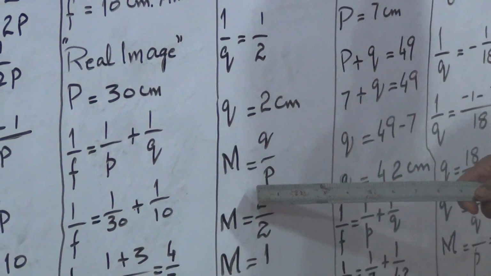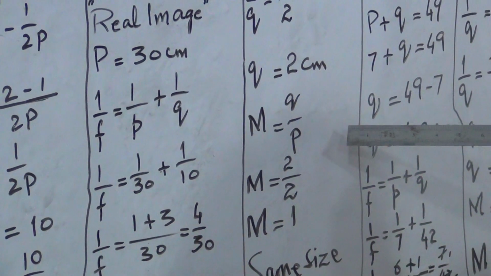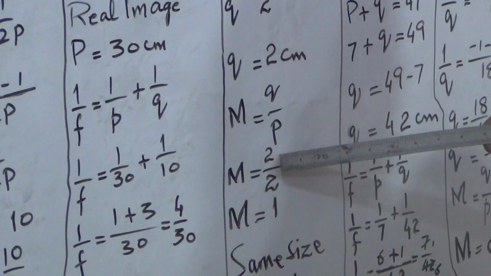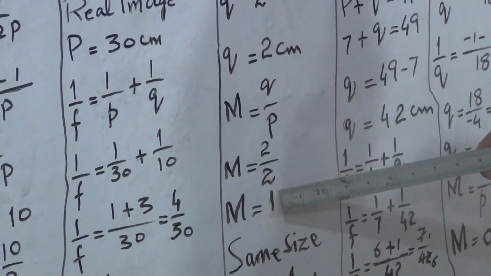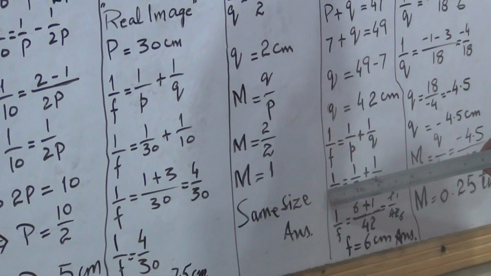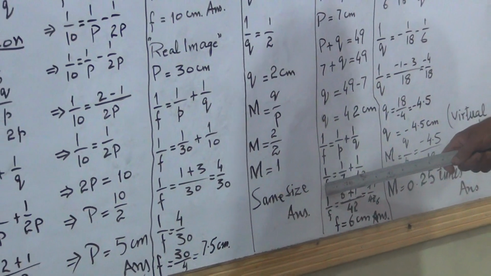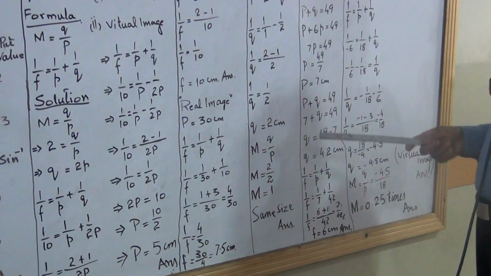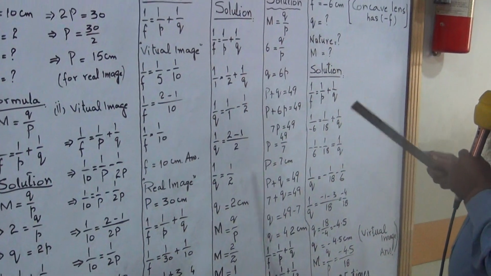Next, magnification is equal to Q upon P. Now, Q is 2 and P is also 2. It comes 1. 1 means the same size of the image as the size of the object. This is your answer. Next, 14.7.